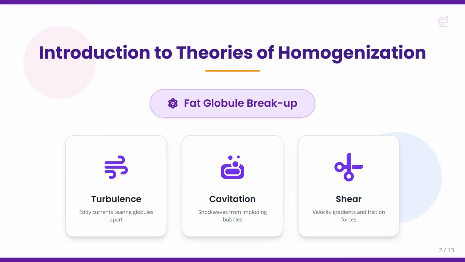Let us begin with the introduction to theories of homogenization. The central concept here is fat globule breakup. Three major forces are responsible: turbulence, eddy currents tear globules apart; cavitation, shock waves from collapsing vapor bubbles disrupt fat droplets; shear, velocity gradients and friction forces stretch and rupture globules. These three mechanisms operate simultaneously inside the homogenizing valve.